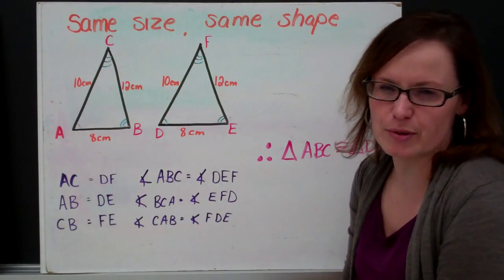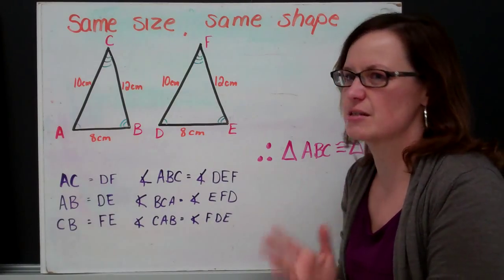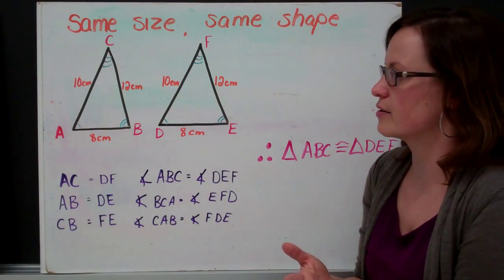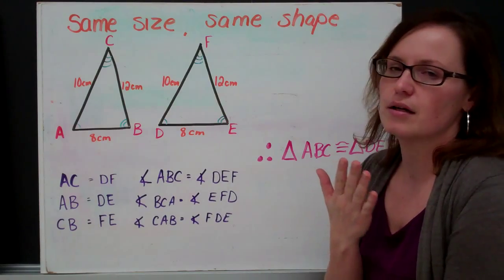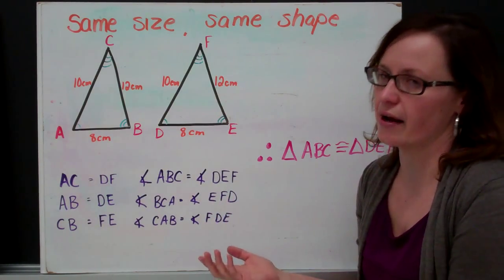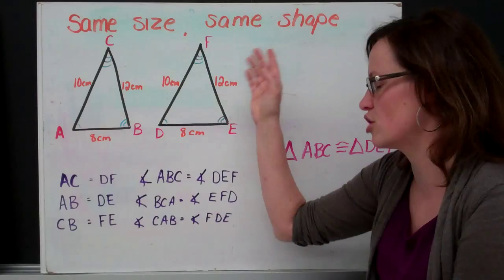So the definition that we've always been told is same size, same shape. What this means is that the triangles have common length of sides and common angles. So they have the same size and the same shape.